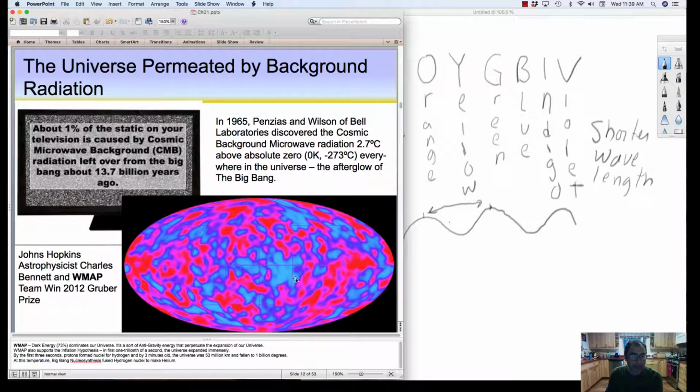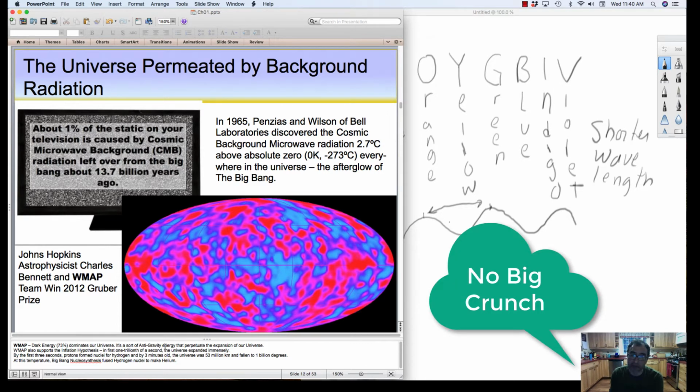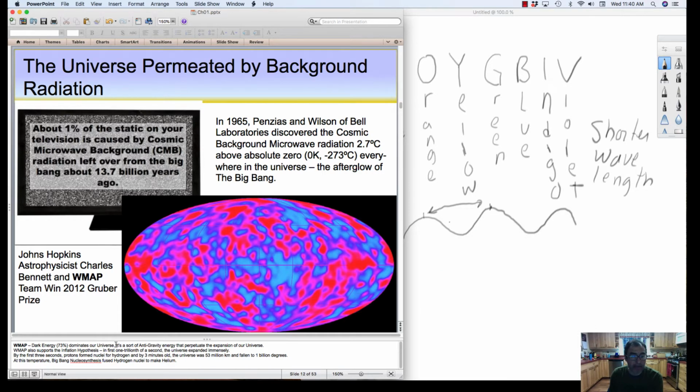Now, the other thing that they determined during this WMAP study was that a big chunk of the universe is about 73% dark energy. And dark energy is sort of like an anti-gravity energy. This anti-gravity energy will really cause the universe to keep expanding, right? Some people propose that if there was a Big Bang, will there ever be a big crunch, because gravity will bring everything back? But because we have so much dark energy, anti-gravity, this universe is going to keep expanding.